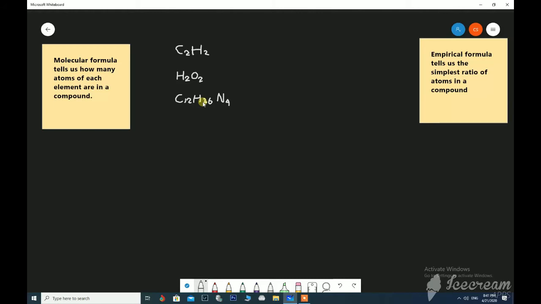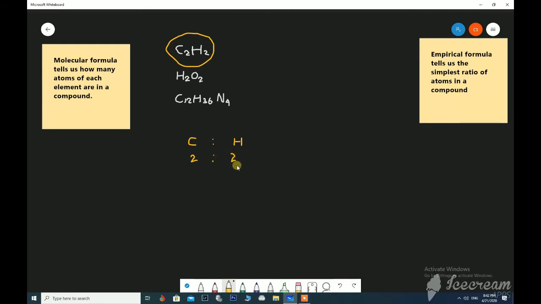An empirical formula always tells us the simplest ratio of atoms in a compound. What is the meaning of it? Okay, let's see. Think about our first example. Here it has 2 carbons and 2 hydrogens. That means, what is the ratio between carbon to hydrogen? It is 2 to 2.